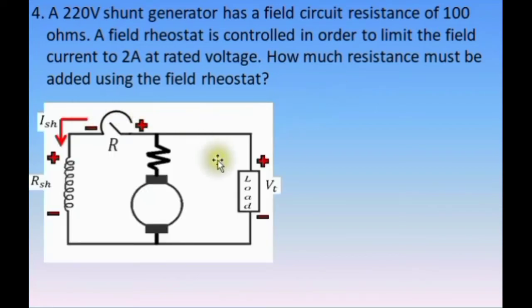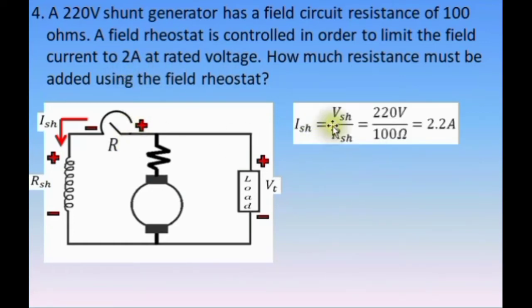Of course, we will still use this circuit diagram. Take note, if the resistance of the field rheostat is 0, the field current will not be equal to 2 amperes. Its value would be ISH equals VSH, which is equivalent to the terminal voltage, divided by RSH. 220 volts divided by 100 ohms is 2.2 amperes. The 0.2 ampere difference from 2 amperes would seem quite small, but in actual operation it has a contribution, depending upon the operation of the generator.